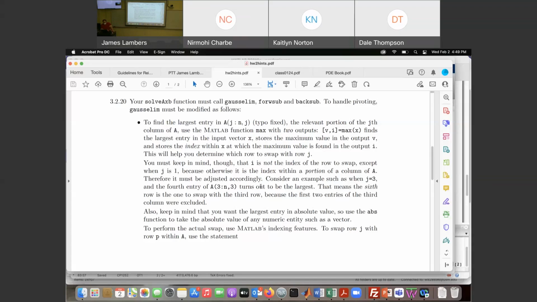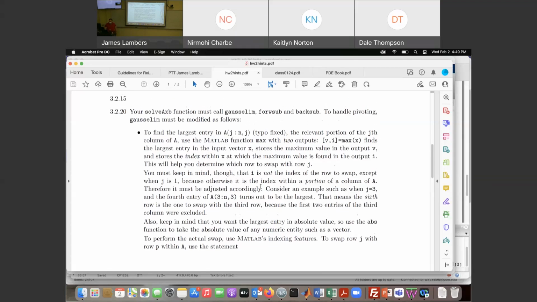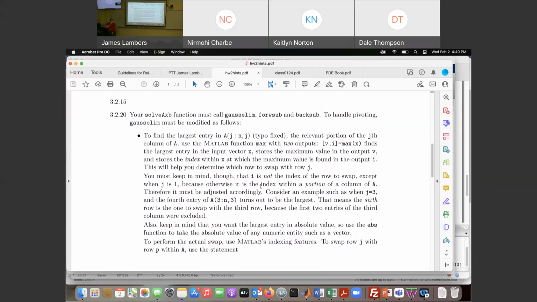And your Gauss elimination function needs to return P as an output, because forward substitution needs to make use of that. You're solving Ly equals PB. So that's another little detail there. Okay. But you'll have plenty of time to look at these hints when you actually go do the assignment, which is due on the 9th. So you have a good amount of time. But this was a doozy, so I want to prepare you up front.